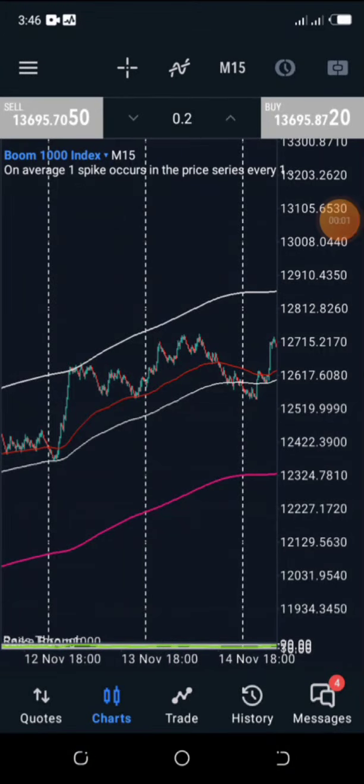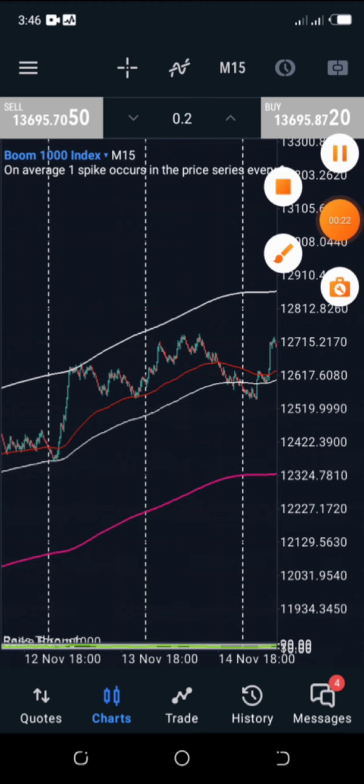This is how to use it on Boom 1000. The first thing you have to understand is you can't use it on all the Boom and Crash. There are specific Boom and Crash that you can use it for. I am going to send you the list of the Boom and Crash you can use it for. If you use it, for example, on Boom 500 or Crash 500, it won't work. You understand that? So this is on Boom 1000.